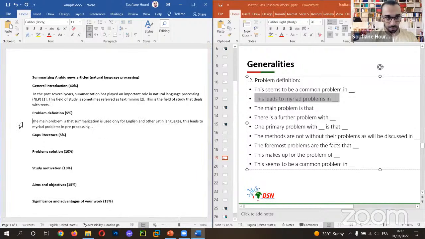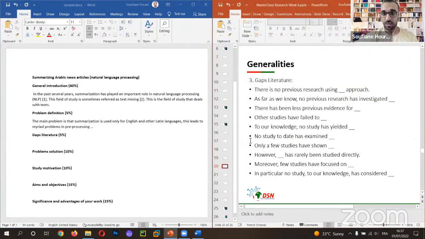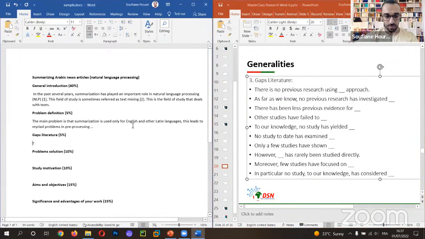But for you, you need to combine all the paragraphs without using these headlines. This is just for illustration. After that, I will pass to the problem, for example, and the gaps in the literature. For example, I can use the first one: there is no previous research, for example, using Arabic in summarization, for example, approach. This is just an example.